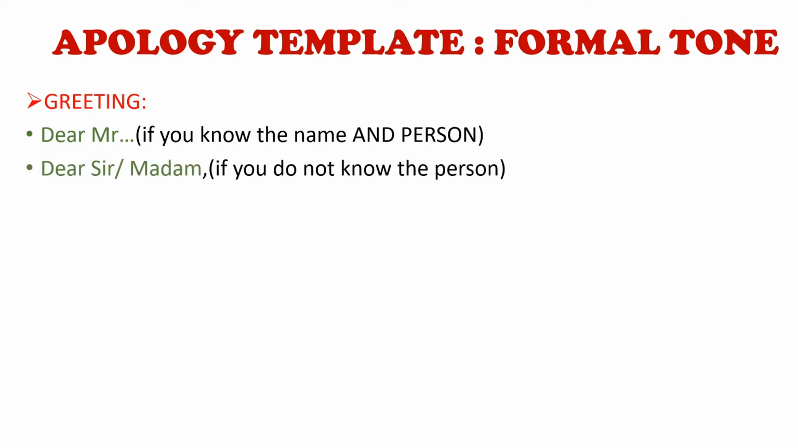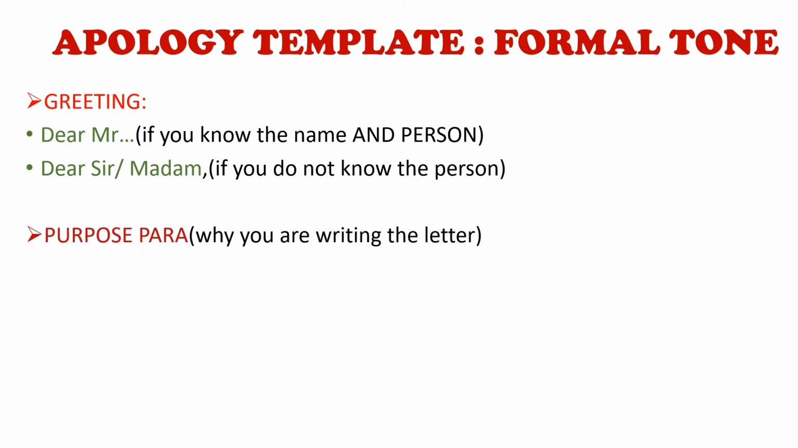In the other scenario, you don't know the person, like you're complaining to a shop or to a bank person or to someone you have never met, and you don't know whether they are male or female or what their name is. So when you don't know the person, then you write dear sir or madam. It's the basic thing. So you will start your letter with these greetings, dear Mr. blah blah blah, if you know the person, and if you don't know, you will say dear sir or madam.